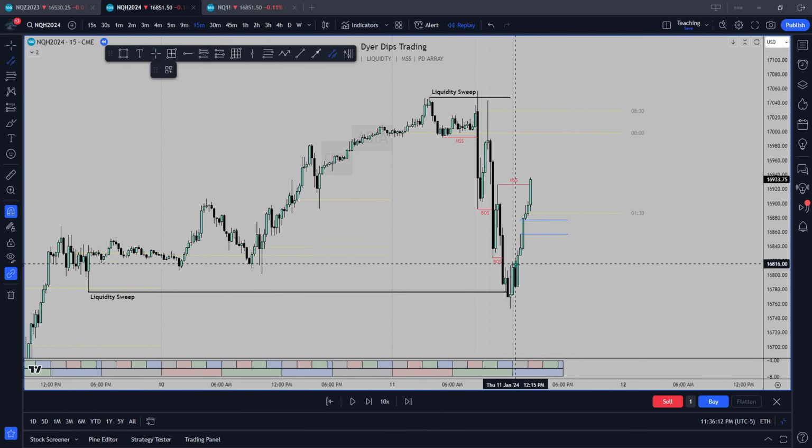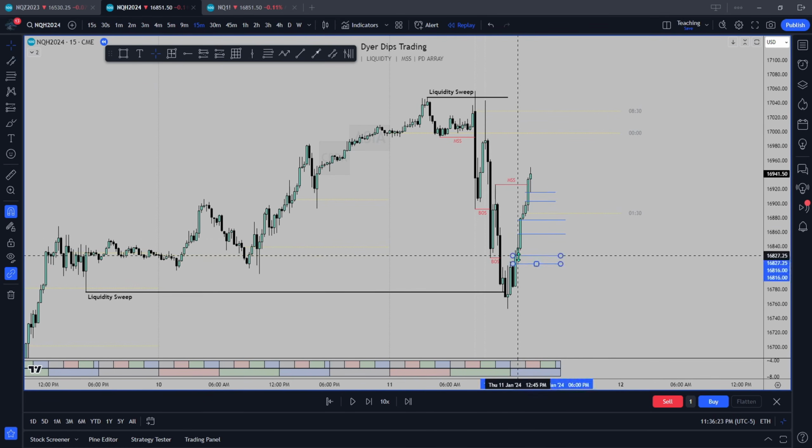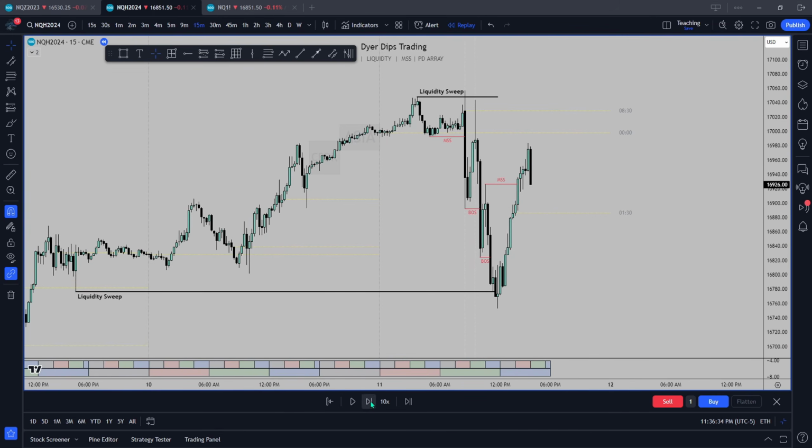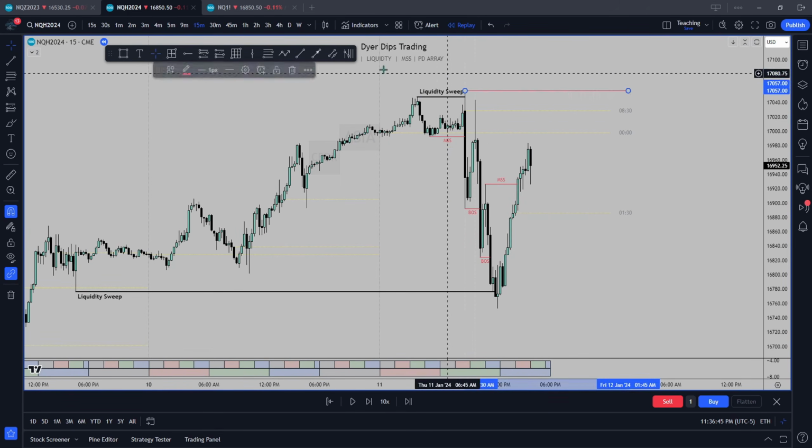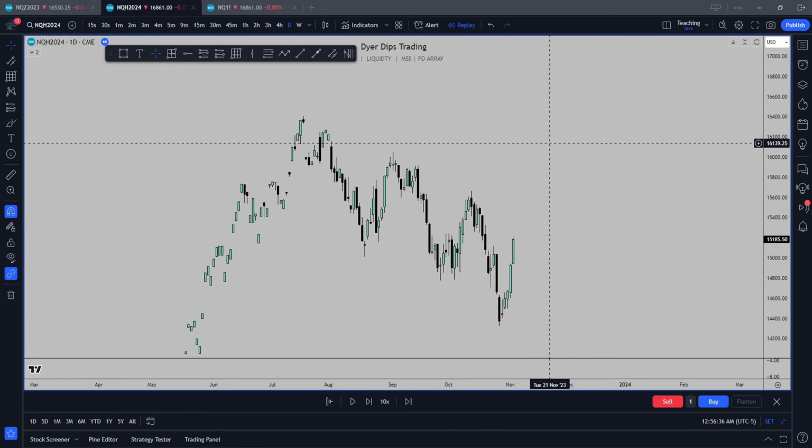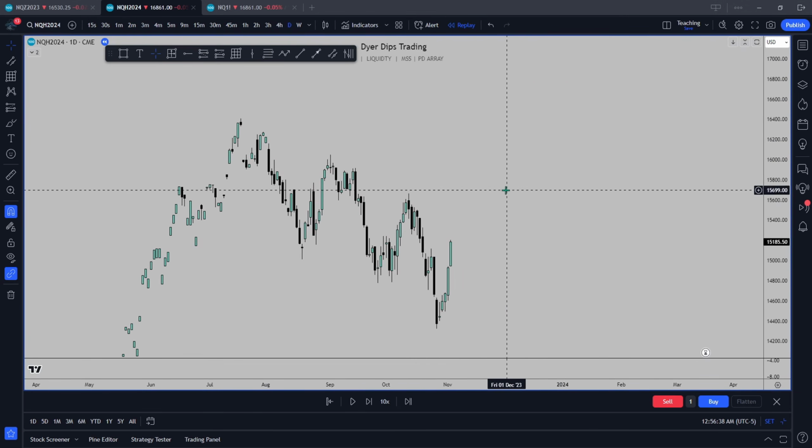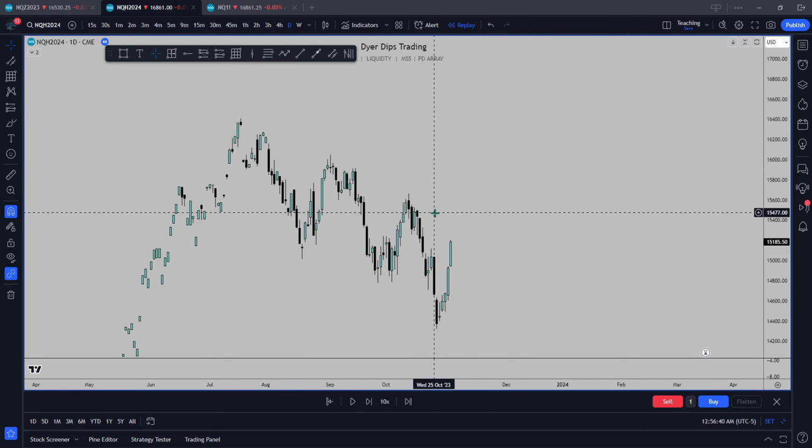Okay, so now that we've quickly gone over displacement and failure to displace on the 15-minute time frame, let's hop onto the daily and we can get into building daily bias using this very easy concept. Alright, so now that we're here on the daily time frame, I'm going to give you this very basic idea behind building daily bias using a completely mechanical strategy.